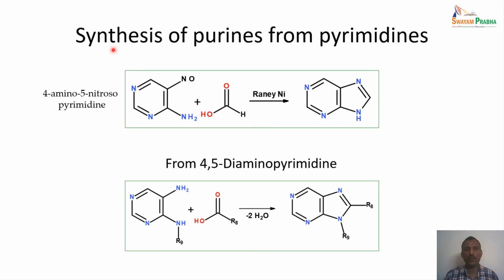Let us look at some of the synthesis of purines from pyrimidines. So 4-amino-5-nitrosopyrimidine as shown here, when treated with formic acid in the presence of Raney nickel, leads to a purine derivative as shown here. This is an unsubstituted purine derivative. Unsubstituted purine. We can also make the same from 4,5-diaminopyrimidine.